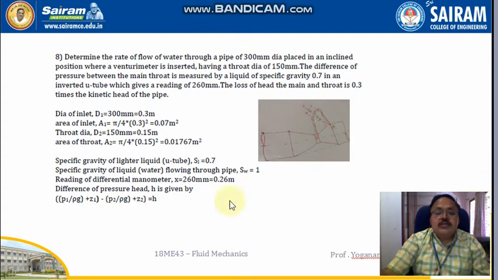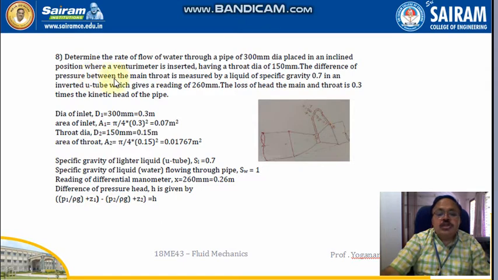Good morning, friends. So today we are taking a problem on inclined venturimeter. It is given that we determine the rate of flow of water through a pipe having a 300 millimeter diameter placed in an inclined position where a venturimeter is inserted having the throat diameter 150 millimeter. So the inlet diameter is 300 and the throat diameter is 150 millimeters.